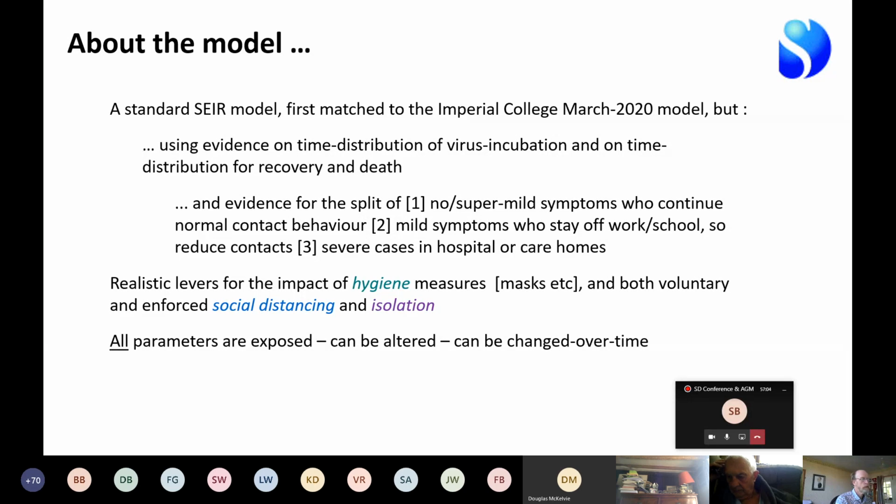Now that means that we can put realistic levers in the model for the impact of hygiene measures such as masks, voluntary and enforced social distancing and isolation, and everything in the model is exposed, everything can be changed, and you can push through time-based changes through the model.